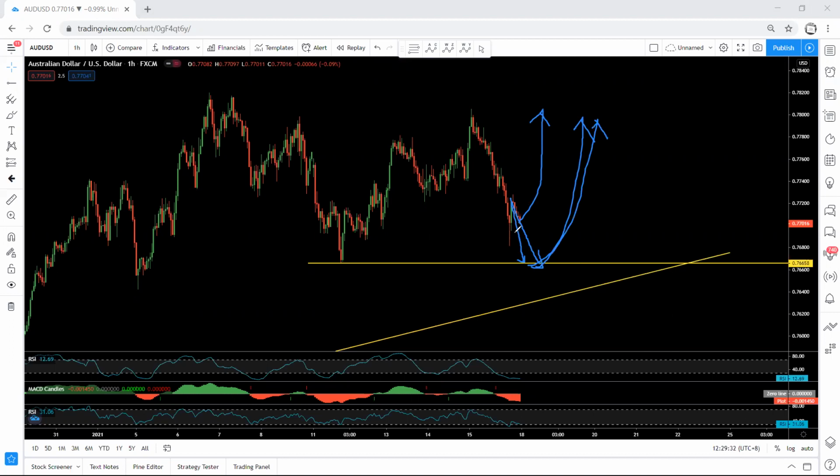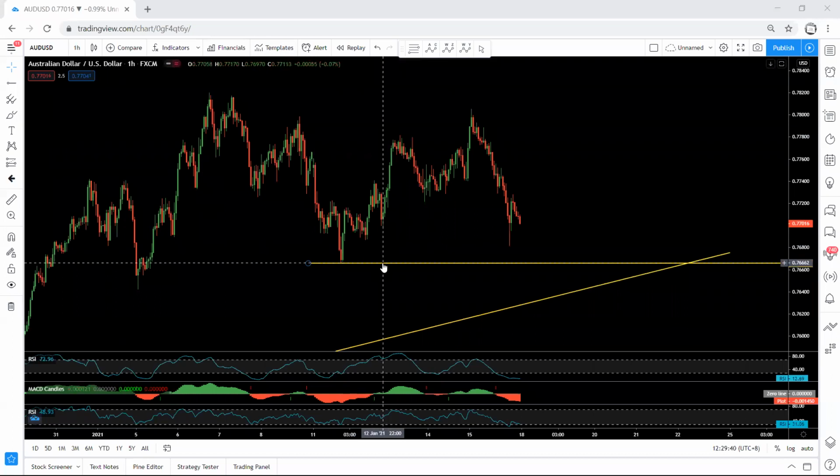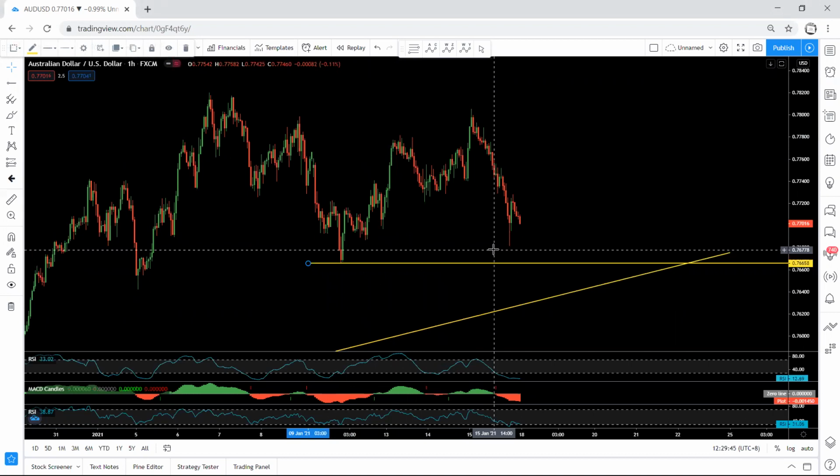But how about if the price reverses from here? Then we need to see whether we can get the buy setup or not. This is how we're looking for buy. That means we want the price to at least come touch this line, this low, before we get the buy.